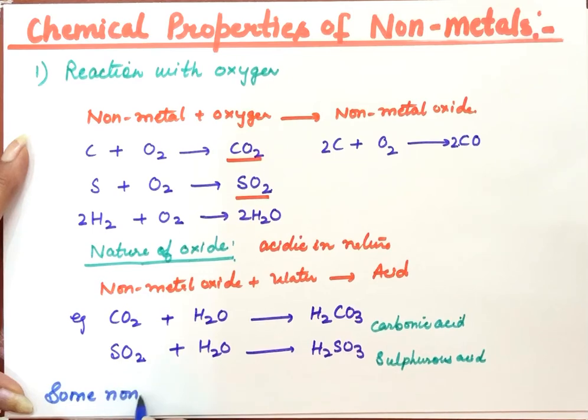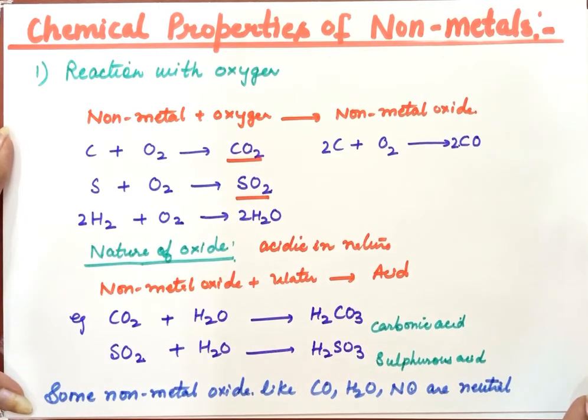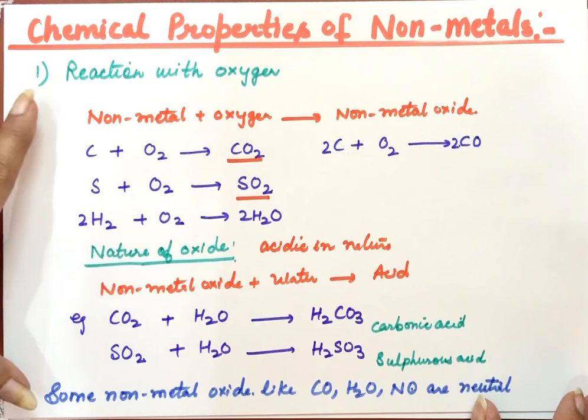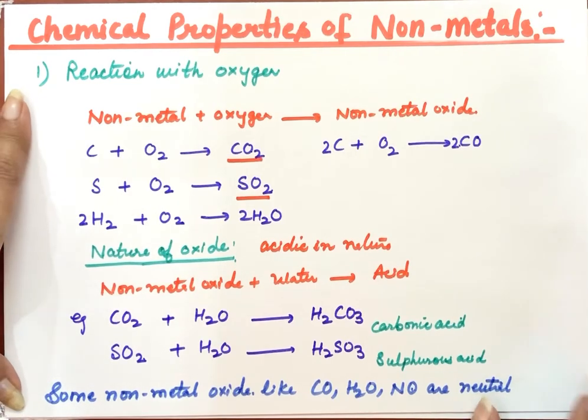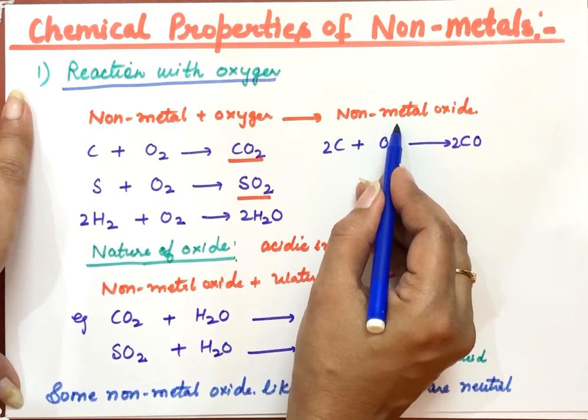like carbon monoxide, water, and NO are neutral in nature. That is, they do not show acidic behavior or they do not show basic behavior. So this is the first chemical property of nonmetals, that they react with oxygen and they form nonmetal oxides.